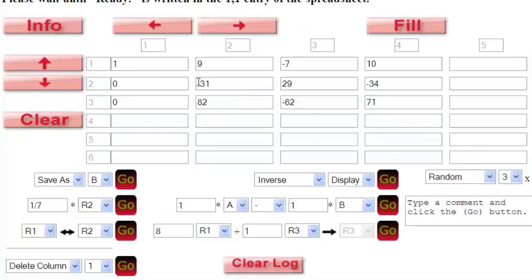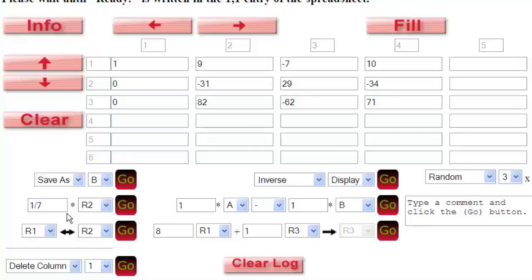I now want to pivot, and that's the term applied to the element that I want to remain fixed, and then reduce the other two. I want to pivot about row 2, column 2, or the negative 31. I want that to be the unity, or 1.